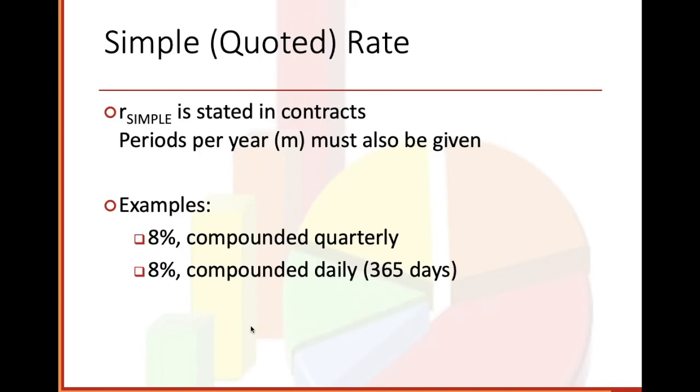So R simple, or the quoted rate, is stated in contracts, and periods per year, or M, must also be given. Examples: 8% compounded quarterly, 8% compounded daily, 365 days. Okay.